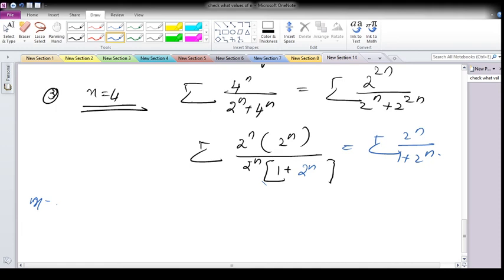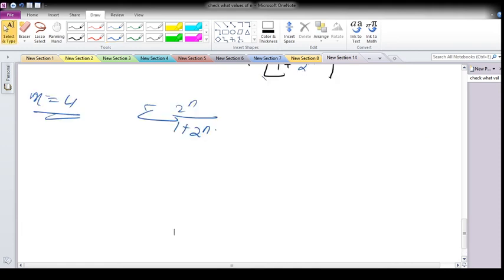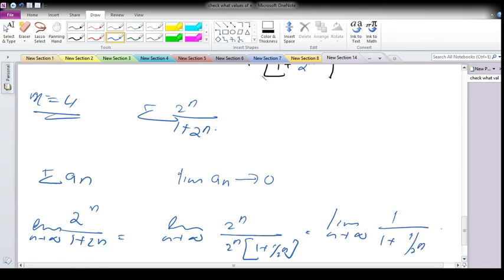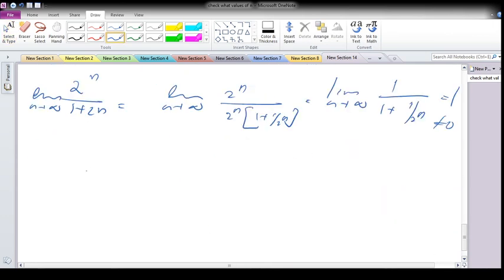We know that the necessary condition for the convergence of the series is that if summation a_n is convergent, then limit a_n should be 0. So here we take 2 power n by 1 plus 2 power n and find the limit value. That is equal to limit n tends to infinity 2 power n by 2 power n, taking outside 1 plus 1 by 2 power n, that is equal to limit n tends to infinity 1 by 1 plus 1 by 2 power n. That is equal to 1, not 0. Therefore, we can say that the series is divergent at x equal to 4.